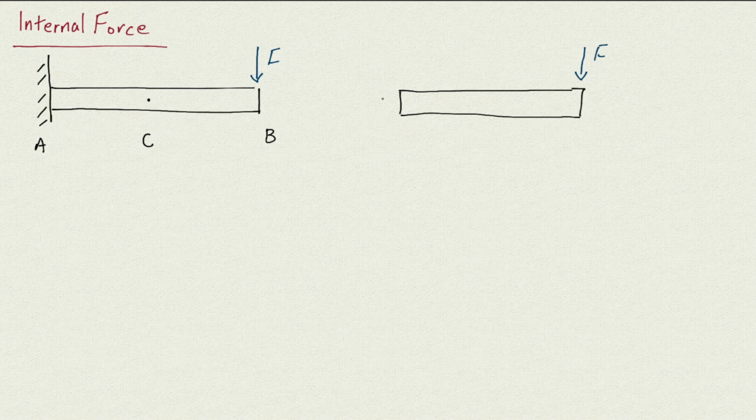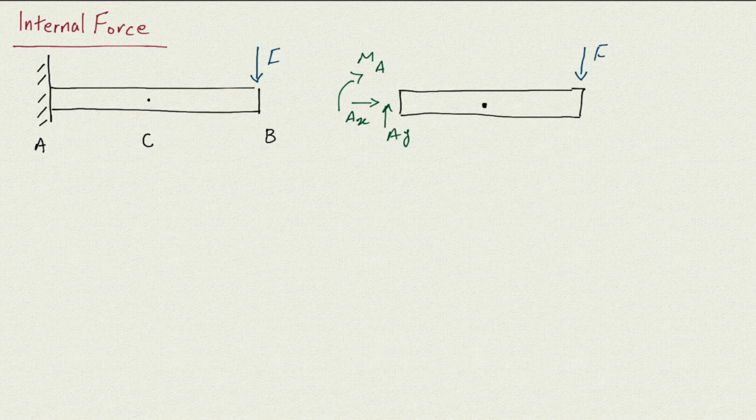So at point A we have AX, we have AY, and we have the moment at point A. These are the reactions. This is the external force, and then we want to know, if there's a point C here, how much the internal force is at that point C.